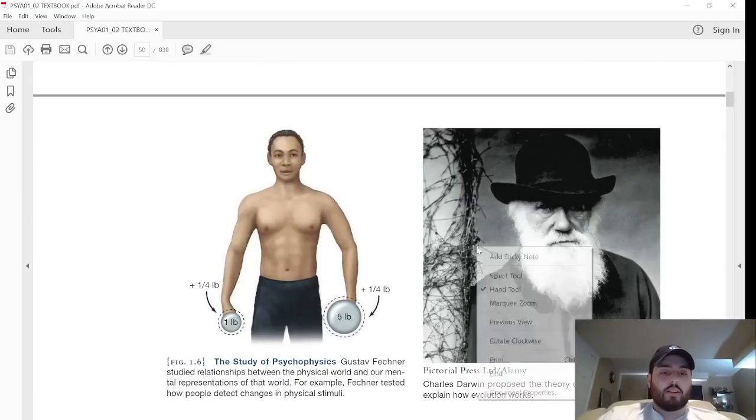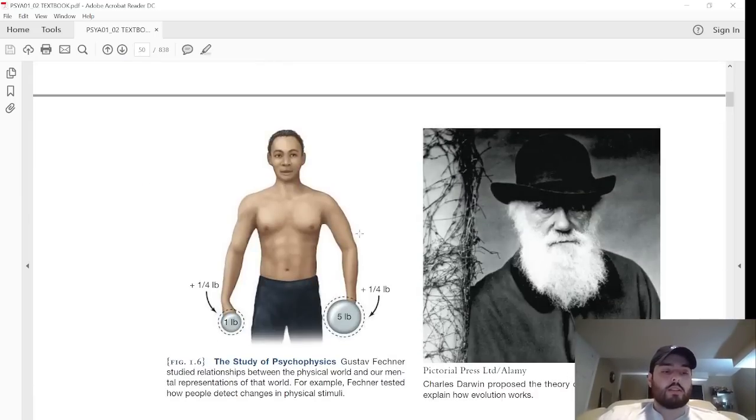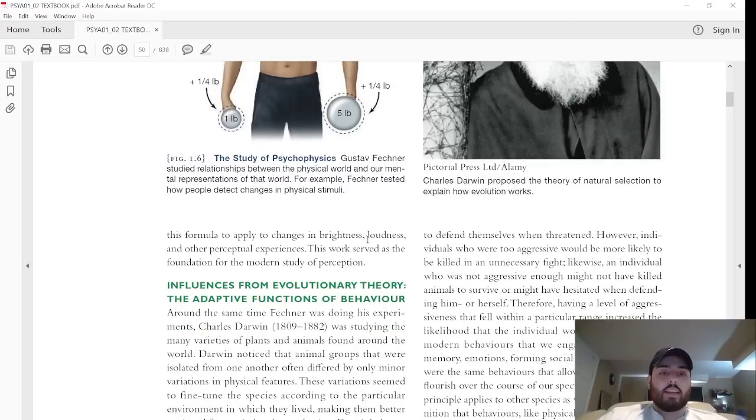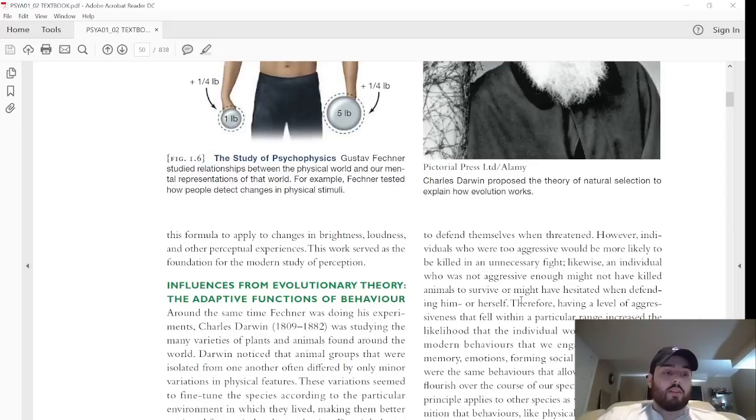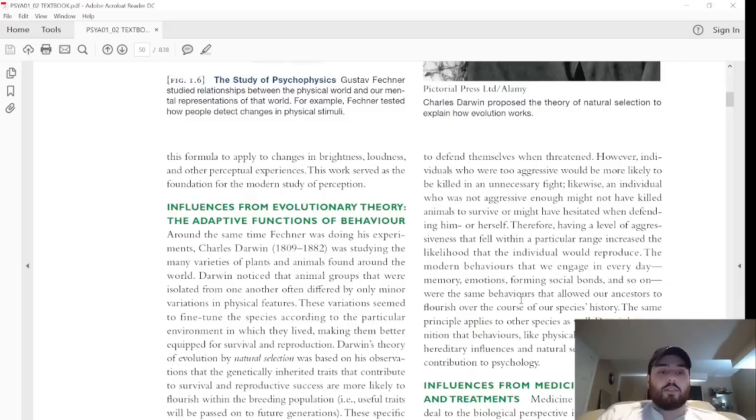Here is the actual scientific diagram. He extended this formula to apply to changes in brightness, loudness, and other perceptual experiences. This work served as the foundation of the modern study of perception, right? So that's what Fechner was very much interested in. And the influences from evolutionary theory and adaptive functions of behavior, that's probably where we'll pick up next time.